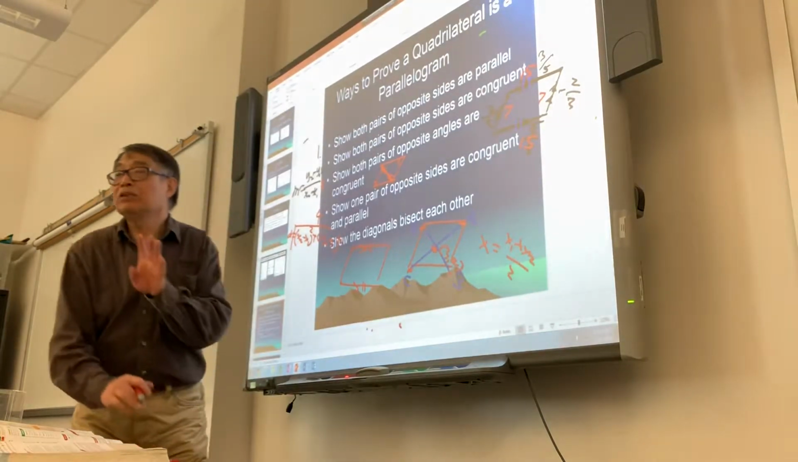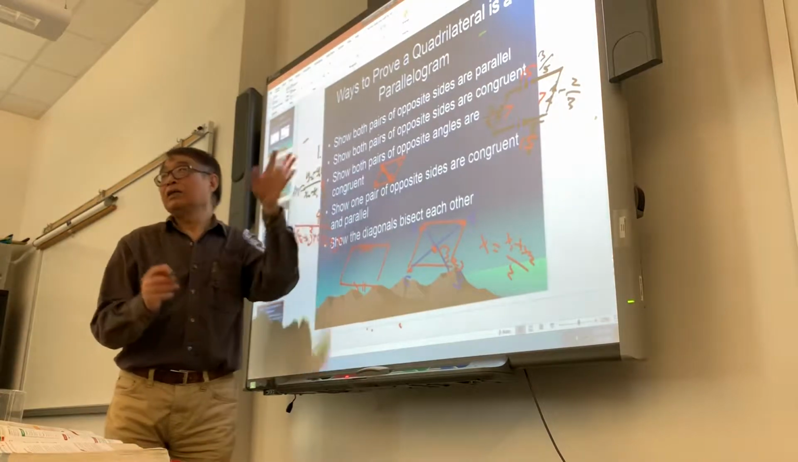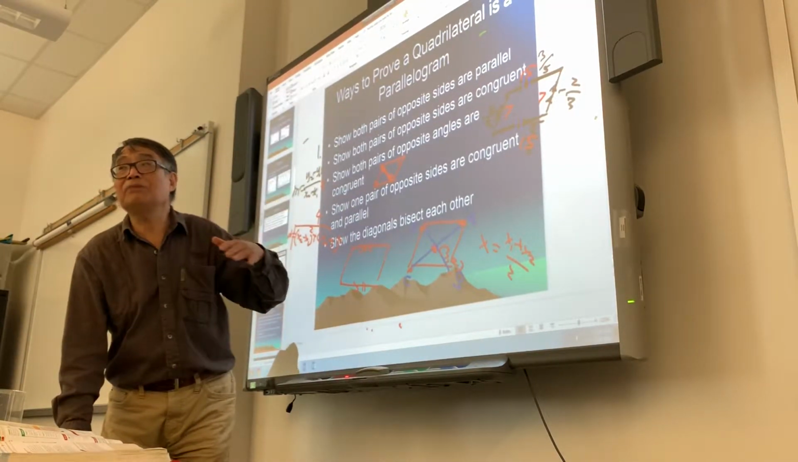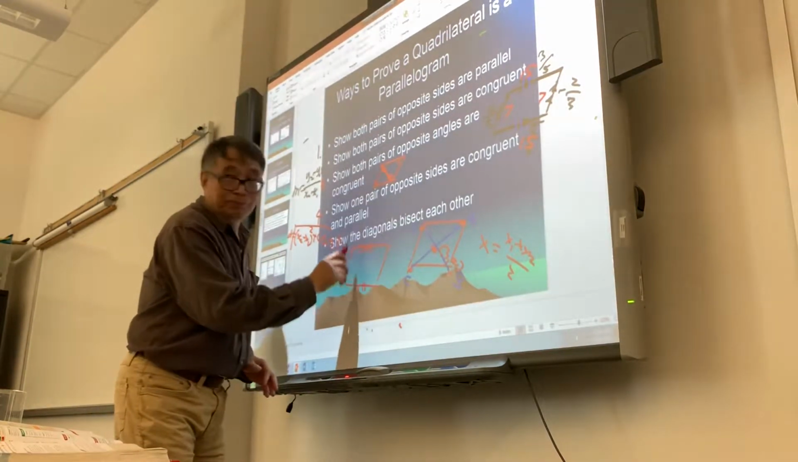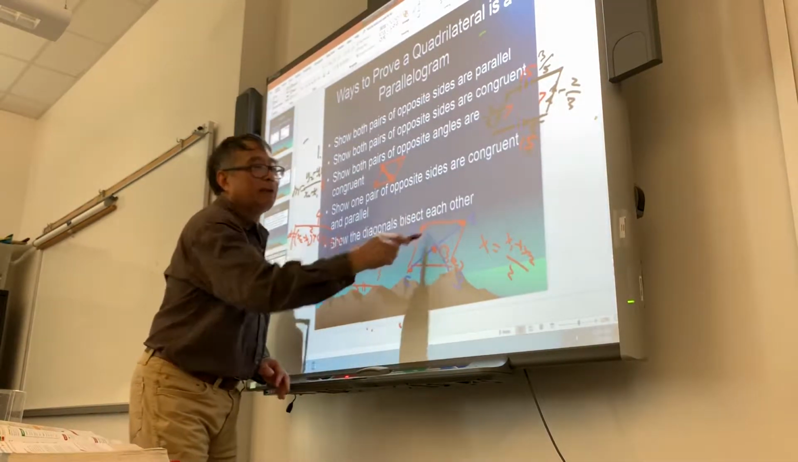So you have generally 5 ways, but I hope you learn 4 ways. First, both pairs of opposite sides congruent. Second, both pairs of opposite sides parallel. Number 3, only one pair, not only parallel but also congruent, is enough. Last one, the diagonals bisect each other.